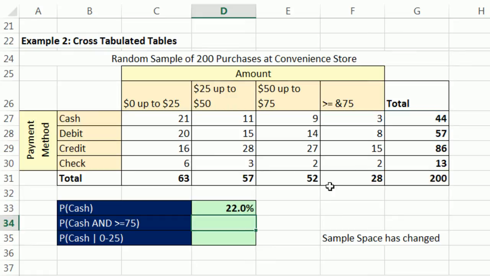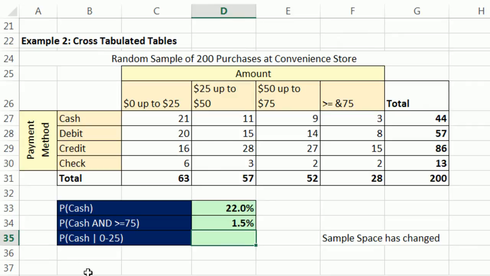So 22%. Now, our next question is, what's the probability of finding someone that paid cash and the transaction was for greater than or equal to 75 bucks? This is and, so I'm going to get my count for 2 conditions, cash and greater than or equal to 75, and I'm going to compare it, division, to the grand total. Enter.